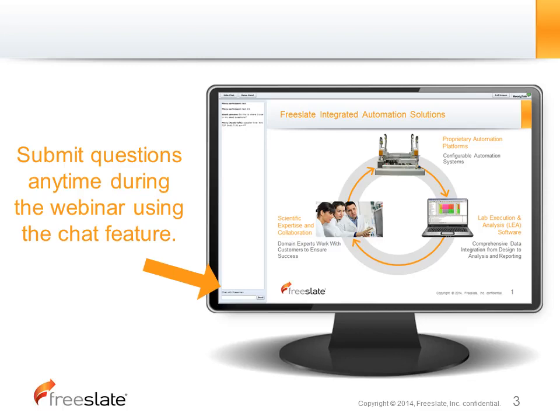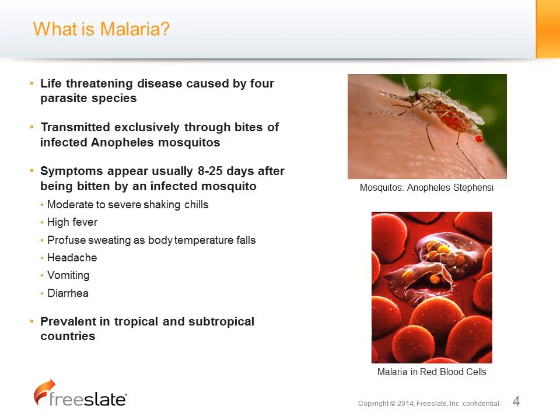Before we get started, I'd like to give you some background on malaria and Medicines for Malaria Venture. Malaria is a life-threatening disease caused by 4 Plasmodium parasites. The disease is transmitted through bites by the Anopheles mosquitoes, and symptoms appear 8 to 25 days after being bitten by an infected mosquito, and it can appear flu-like. Symptoms include moderate to severe shaking, chills, high fever, profuse sweating as the body temperature falls, headache, vomiting, and diarrhea.